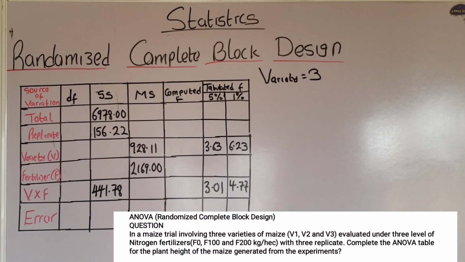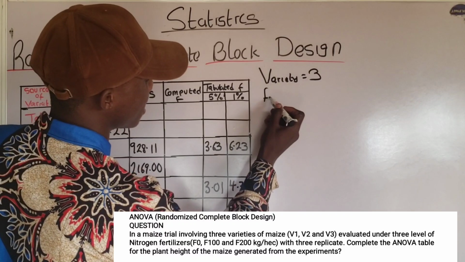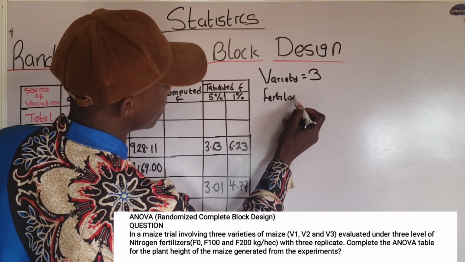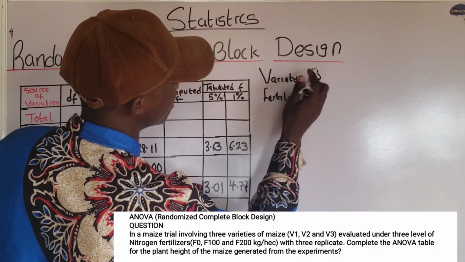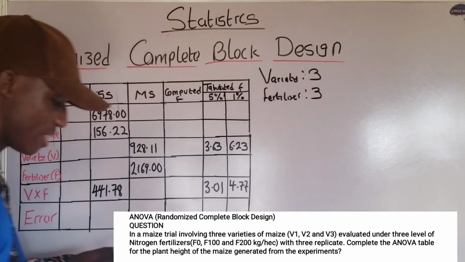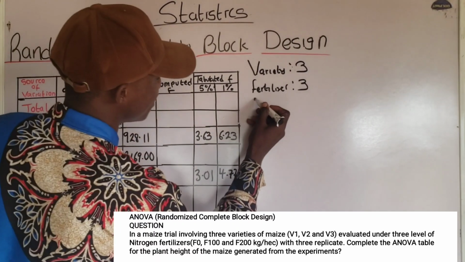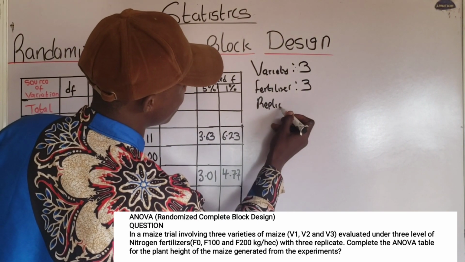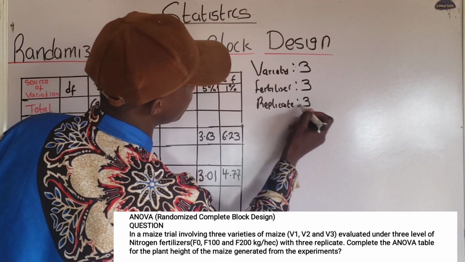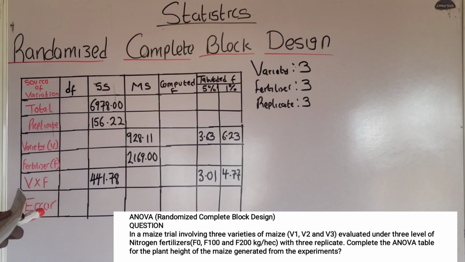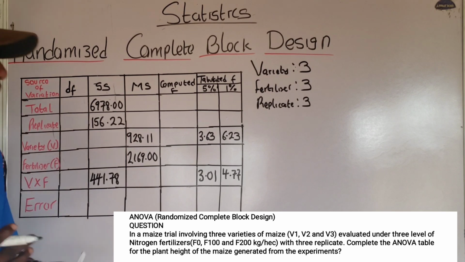Evaluated under 3 levels of nitrogen fertilizer. So how many nitrogen fertilizers do we have? We have 3 nitrogen fertilizers. So we have fertilizer as well, that is 3. With 3 replicates. That means we also have replicates, and replicates is also 3. Now, we are asked to complete the ANOVA table for the plant height of the maize generated from the experiment.